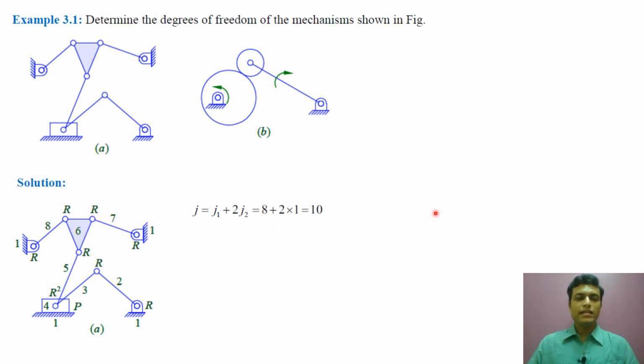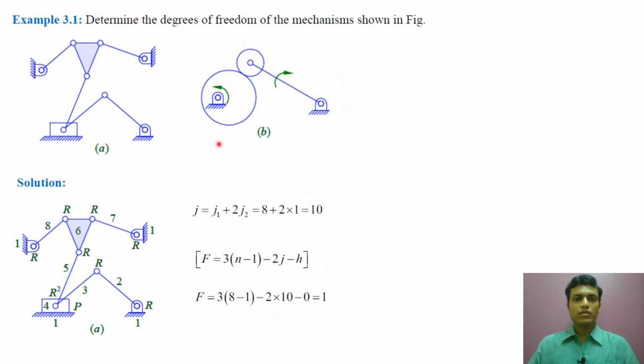And there are 8 links and there is no higher kinematic pair. So what is the degrees of freedom? F equal to 3 into (n minus 1) minus 2j minus h. So that becomes 3 into (8 minus 1), that is 21, minus 20, is 1. So the degree of freedom of mechanism A is 1.